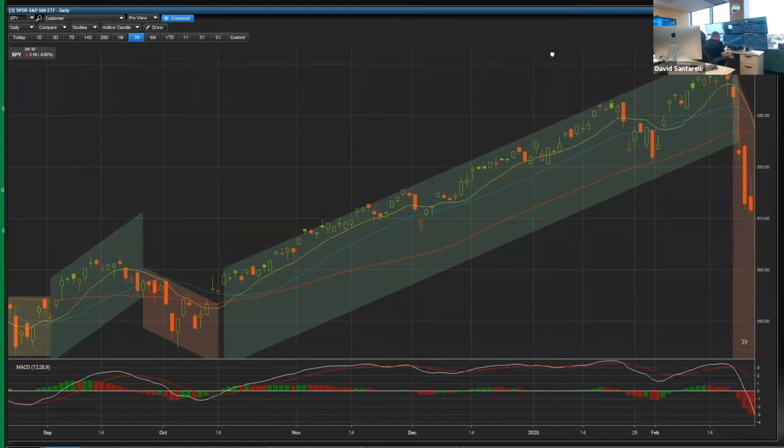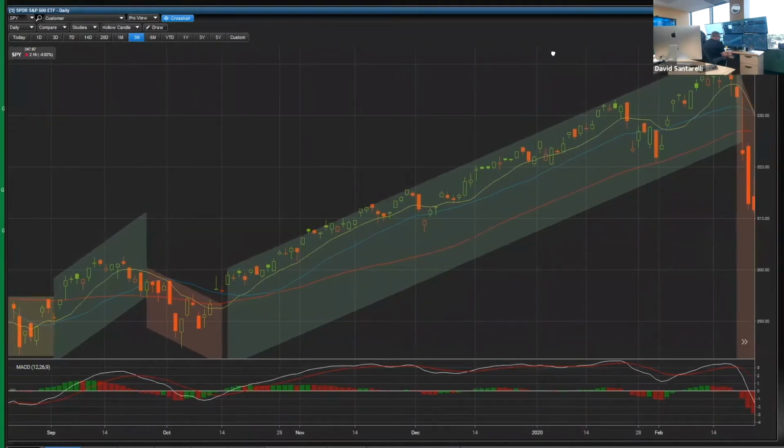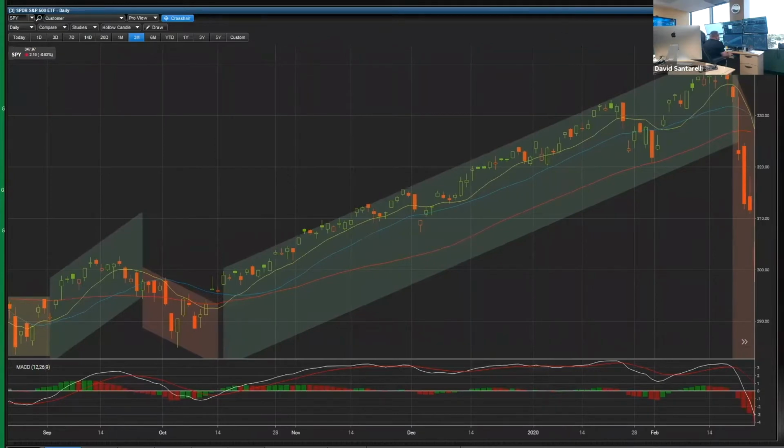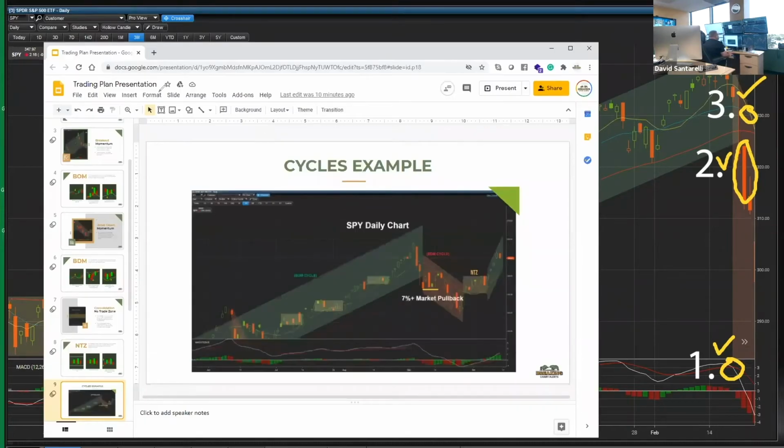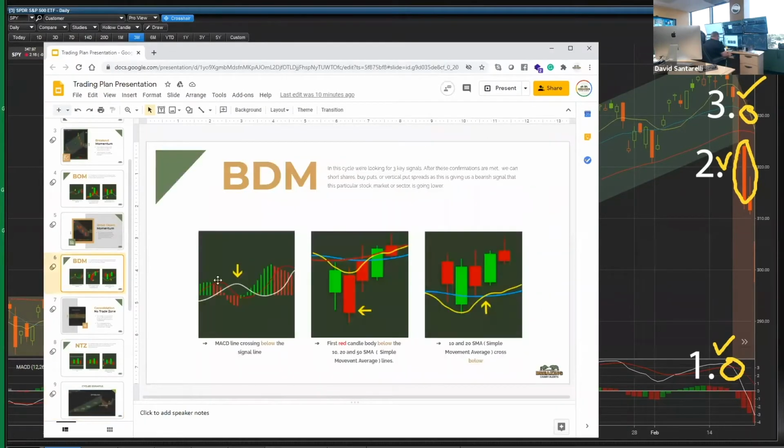So if we go to the next day here and you see, okay, you know what? Now you have all your criteria met for that breakdown momentum. You have the 10-20 cross. You have the first candle below the 10, 20, and 50 simple moving average, and you have the MACD line crossing below that signal line. So you have 1, 2, 3 checks. And that's what we were talking about back over here on our graph. So if you could see in breakdown momentum, the MACD line crossing below the signal line. So right over here, you guys could see this.